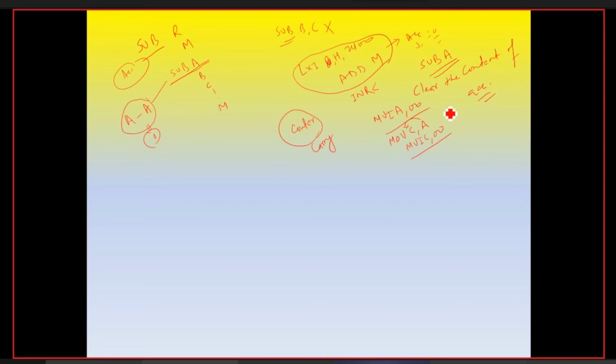So your whole program will be wrong. So if you are not moving anything to registers and you are using them, make sure that you have initialized those registers, whether it is the accumulator or register C or B or any register.